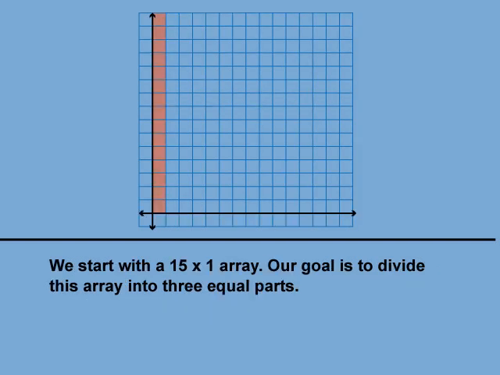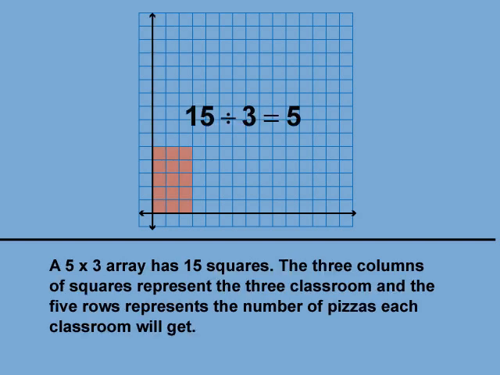We start with a 15 by 1 array. Our goal is to divide this array into 3 equal parts. A 5 by 3 array has 15 squares. The 3 columns represent the 3 classrooms, and the 5 rows represent the number of pizzas each classroom will get. Let's look at another example.